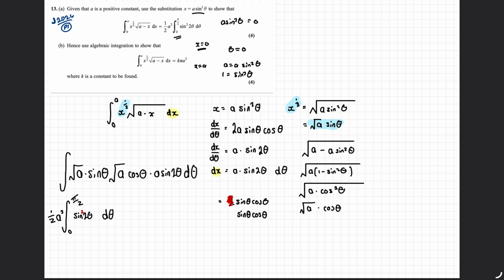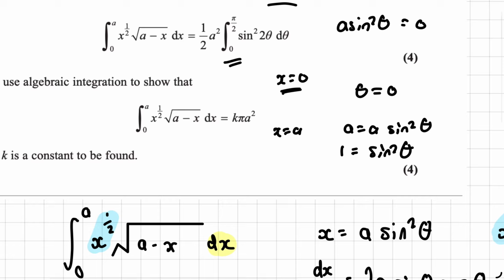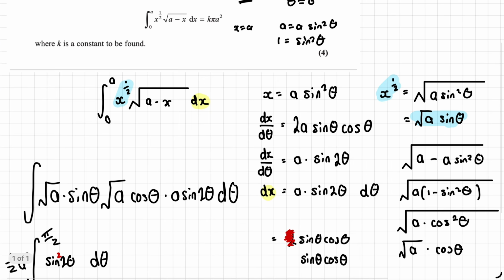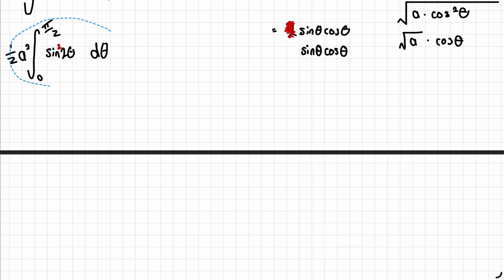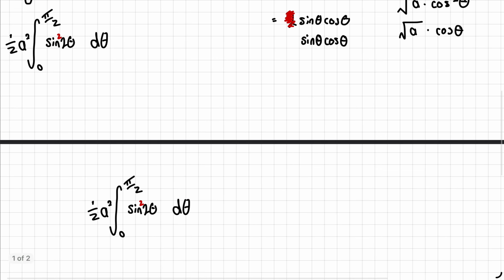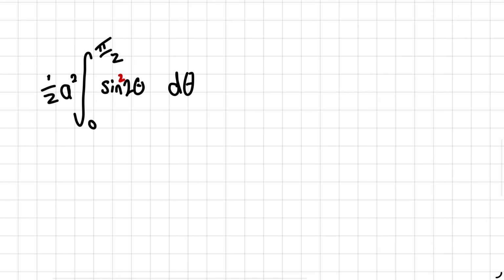Okay, part B. So we want to just integrate this. Well, we have this bit now, and it's going to equal k pi a squared, and we need to find what k is. Okay, we'll go to a new page. Fantastic. Okay, right. So we want to integrate sine squared 2 theta.